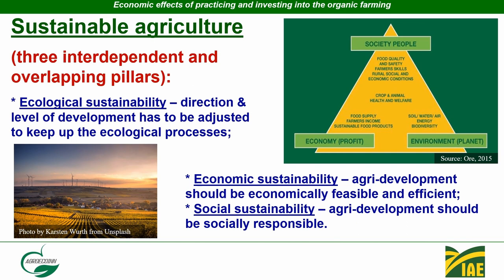In line with the original concept and formal intention to preserve global natural resources for upcoming generations, sustainability of agriculture has to be based on three independent but overlapping and equally important pillars. A. Ecological sustainability, meaning the direction and level of development of agriculture has to be adjusted to maintaining the ecological processes. It has to use in a careful and calculated way available natural resources such as soil, water, air, energy, or biodiversity. So, it has to drive applied agricultural practices into the course of preserving or improving biophysical productivity of accessible natural resources.